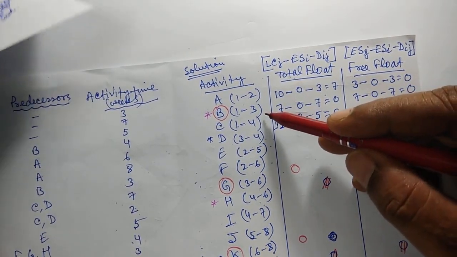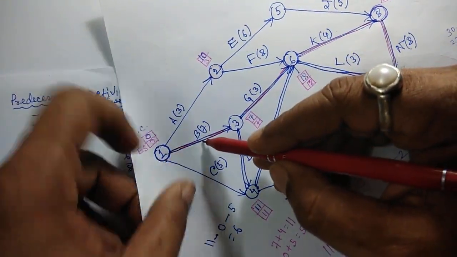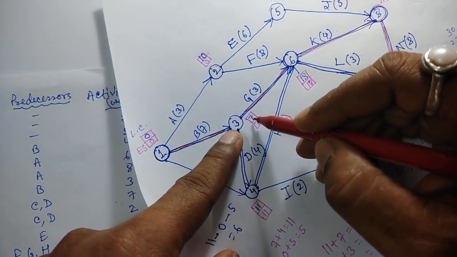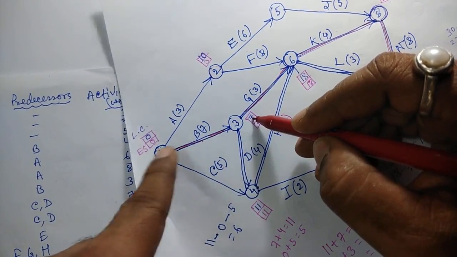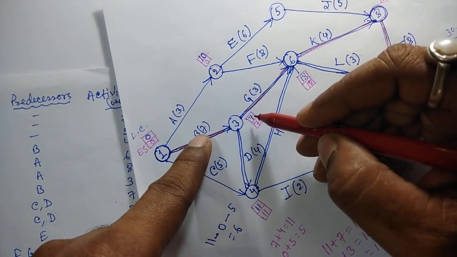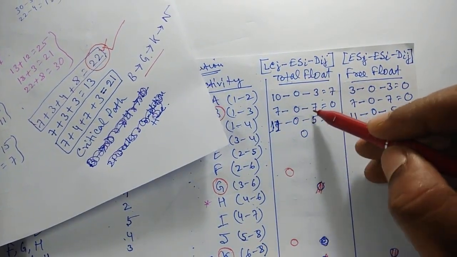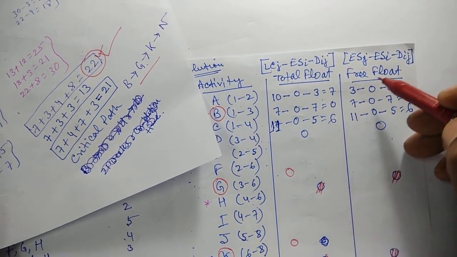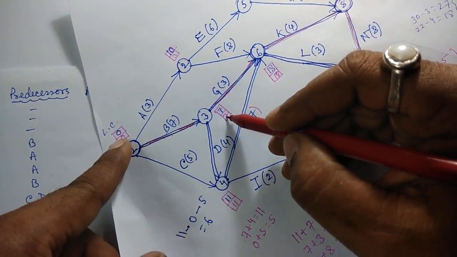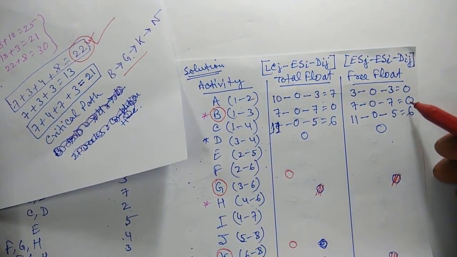Now for activity B, consider this activity. Where is activity B? The ending node is 3. Here the latest completion time is 7 and the earliest start time is 0. So 7 minus 0 minus 7 equals 0 will be the total float. And for free float it will be 7 minus 0 minus 7, equal to 0.